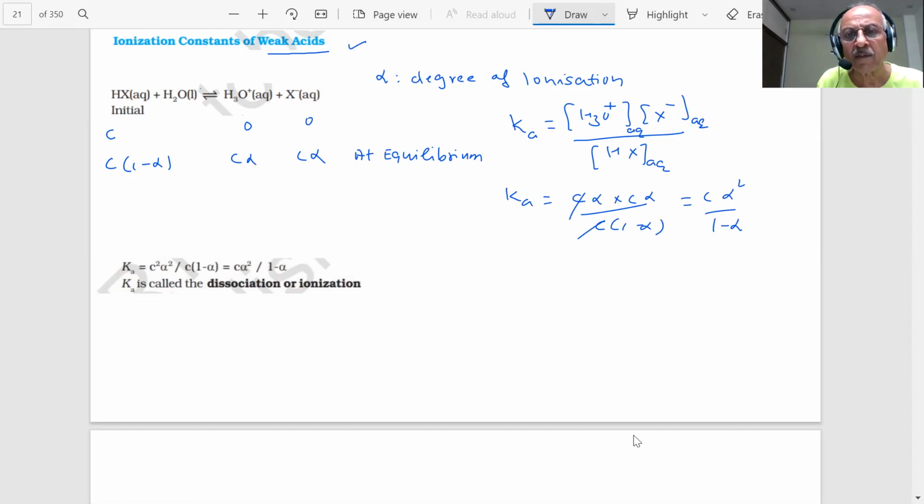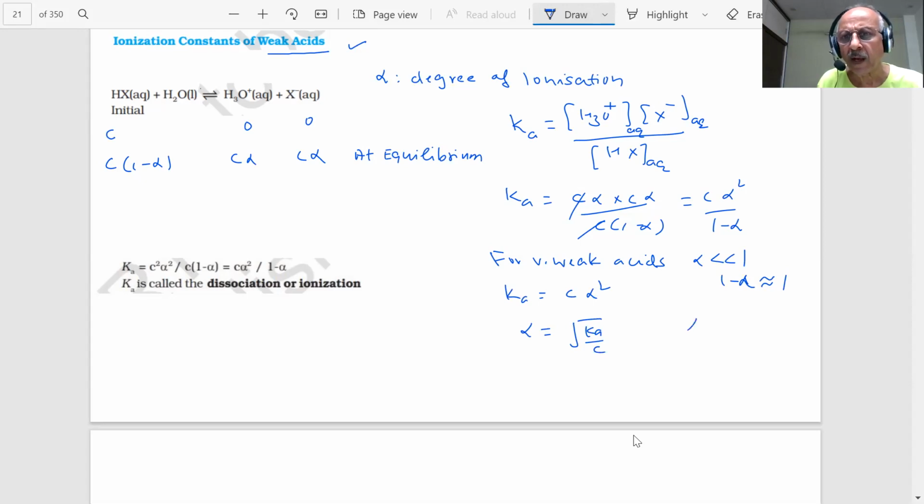And for a very weak acid, what will happen? Alpha is much smaller than 1, so 1 minus alpha can be taken as 1. So you get Ka equal to C alpha squared, or in other words, alpha is equal to the square root of Ka by C. Alpha is inversely proportional to the square root of the concentration. This is an important point, a very important relationship.